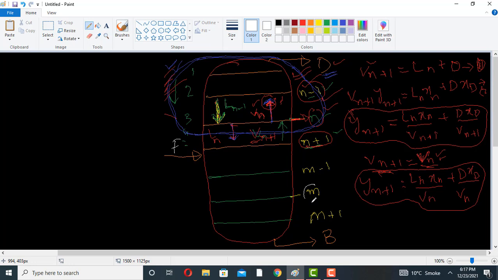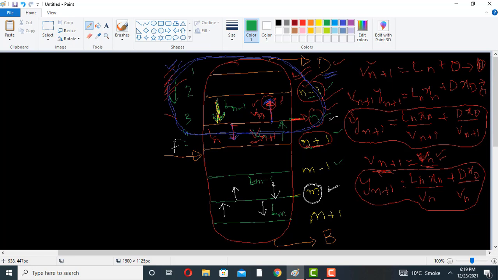Now suppose we consider this plate M. Again two streams are coming to the plate, one is this and one is this, and two streams are leaving, one is this and another is this. So the liquid coming to plate M from the plate above will be equal to Ln minus 1. Similarly, the liquid leaving plate M will be equal to Ln.